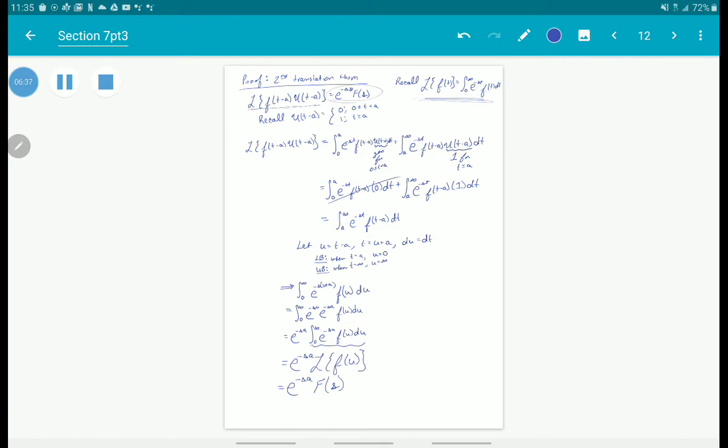So we do have to be careful because there is a little thing that happens here. We do have to make sure that whatever this is has to be the same inside of the unit step and inside of the parentheses here, that f of t minus a has to be the same. So that's the big catch. So now let's look at a few examples.